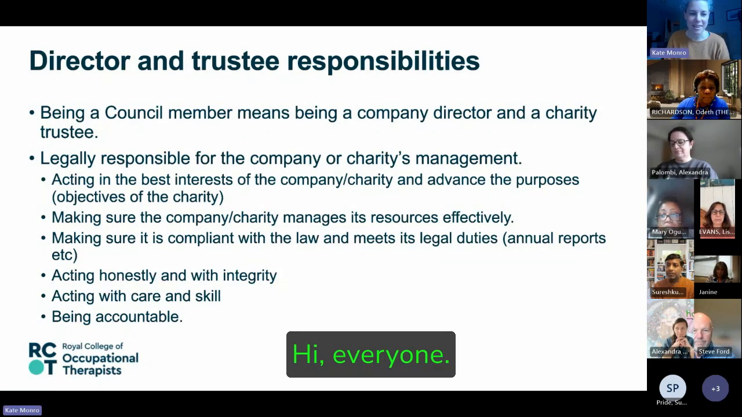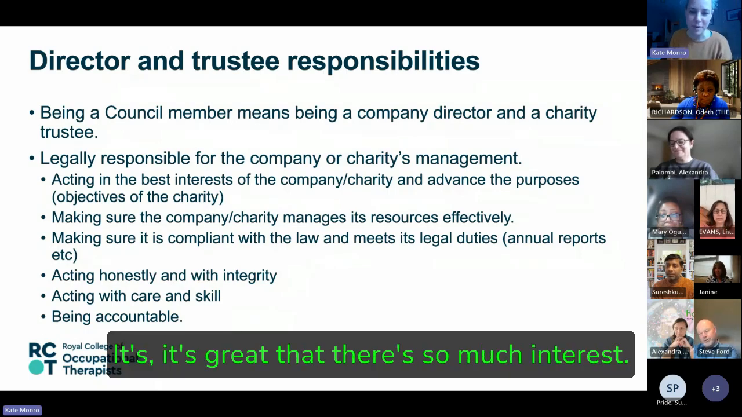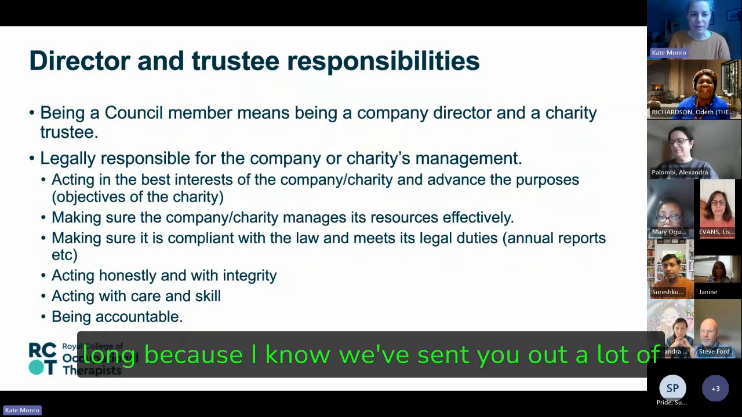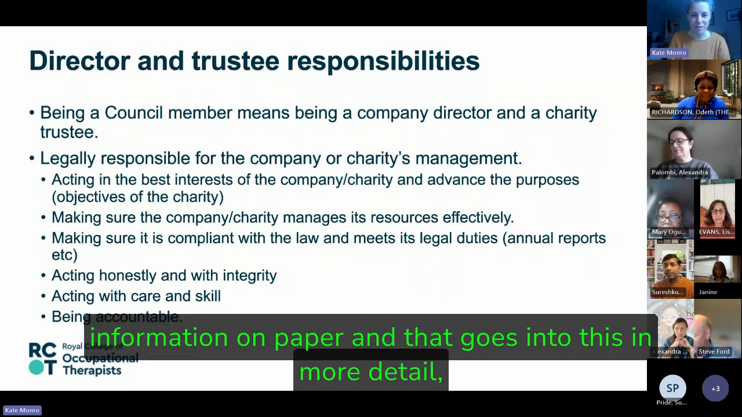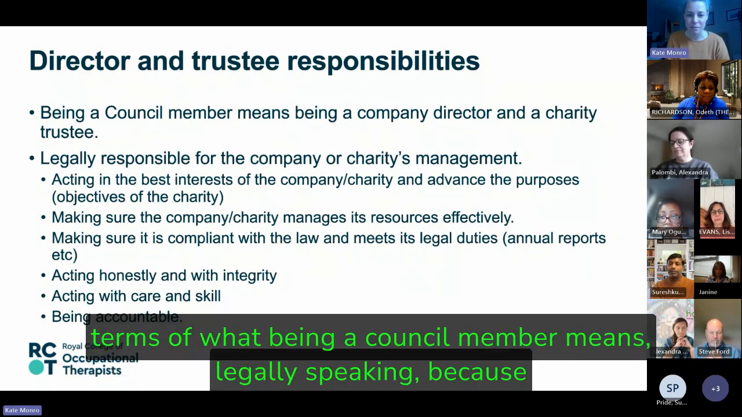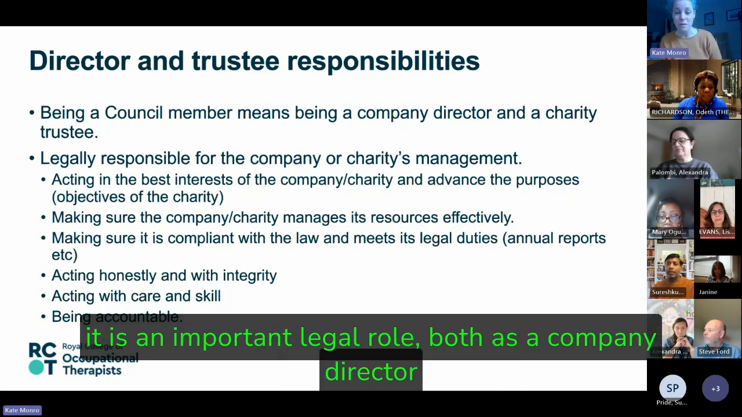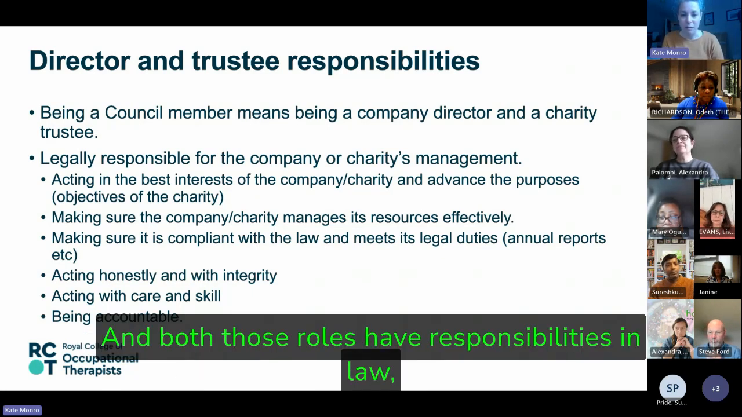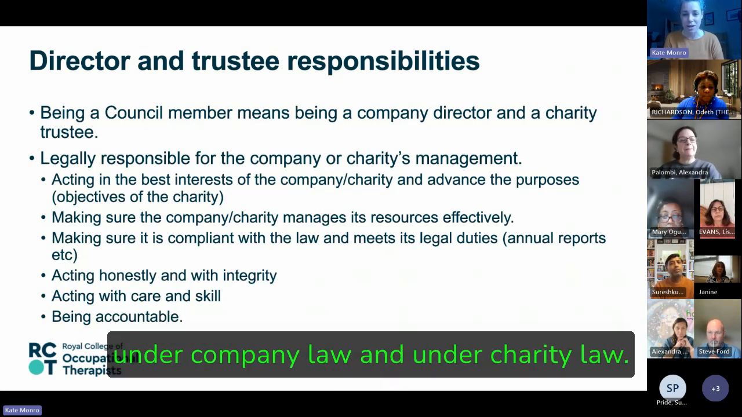Hi, everyone. Lovely to see you all. It's great that there's so much interest. I'll try not to dwell on this for too long, because I know we've sent you a lot of information and paper that goes into this in more detail. But I just wanted to set the scene in terms of what being a council member means, legally speaking, because it is an important legal role, both as a company director and as a trustee for the charity. And both those roles have responsibilities in law under company law and under charity law.